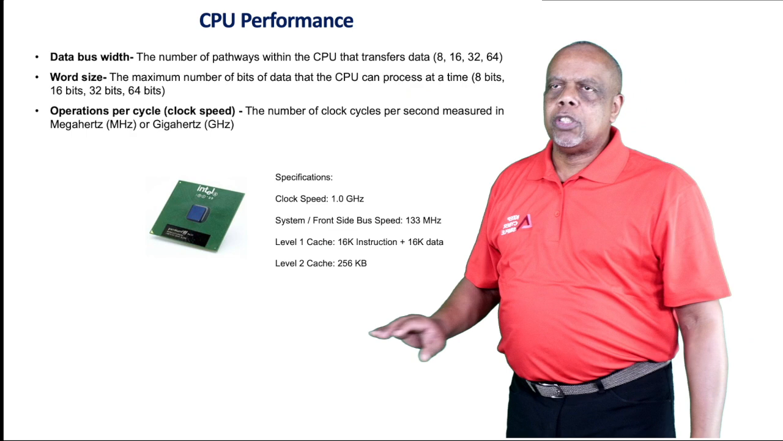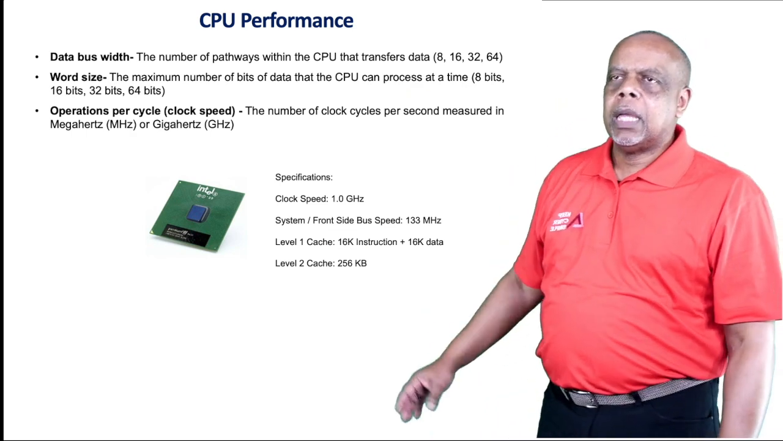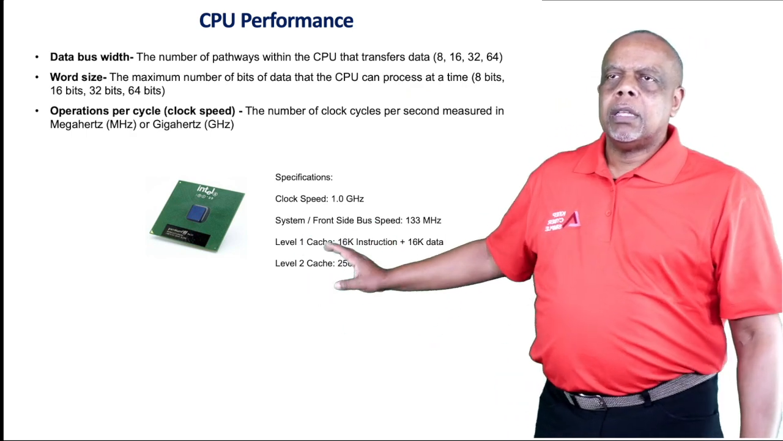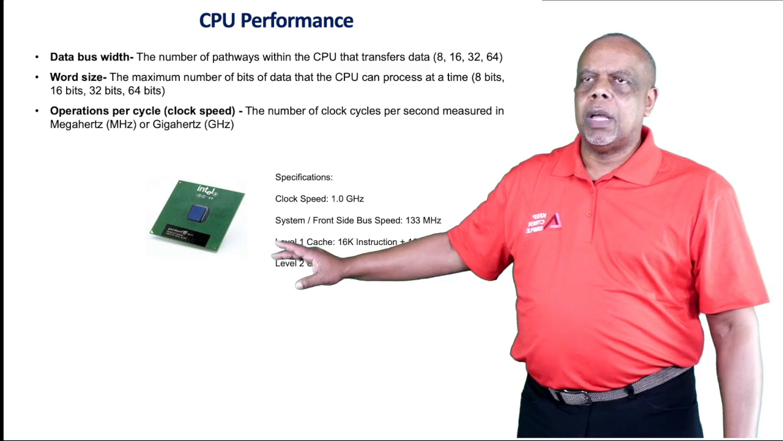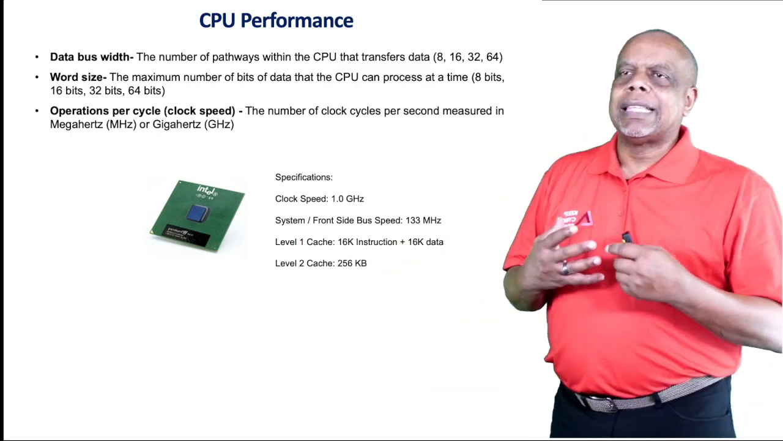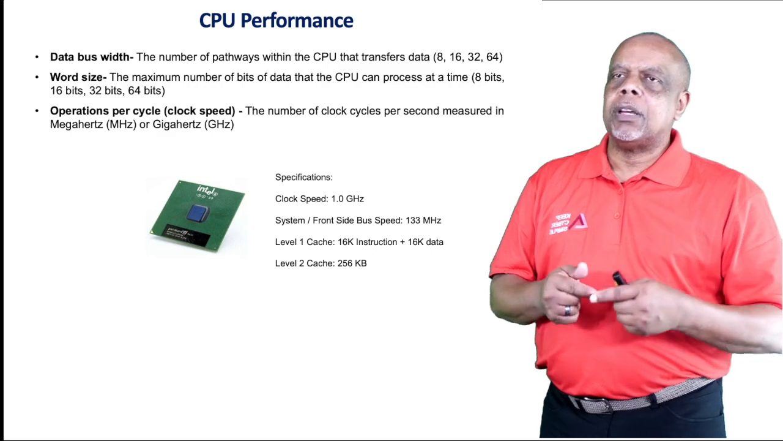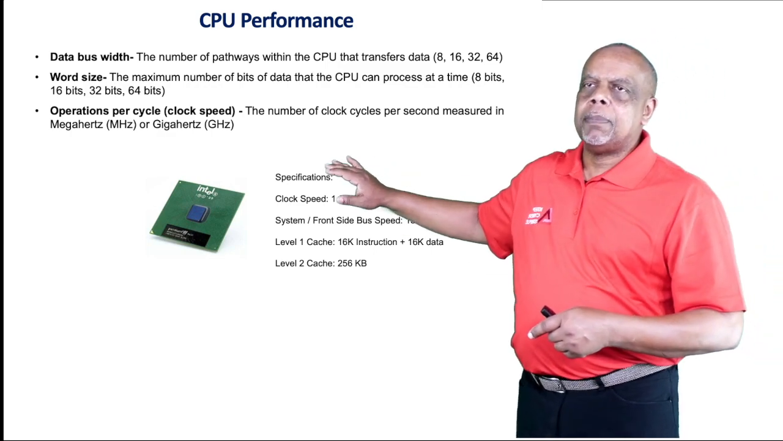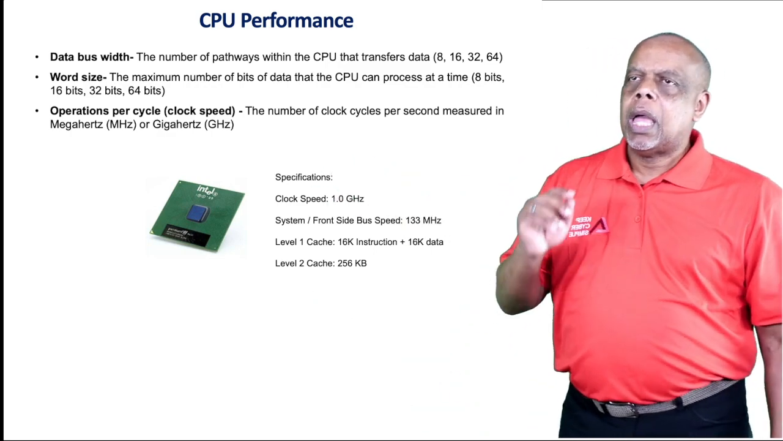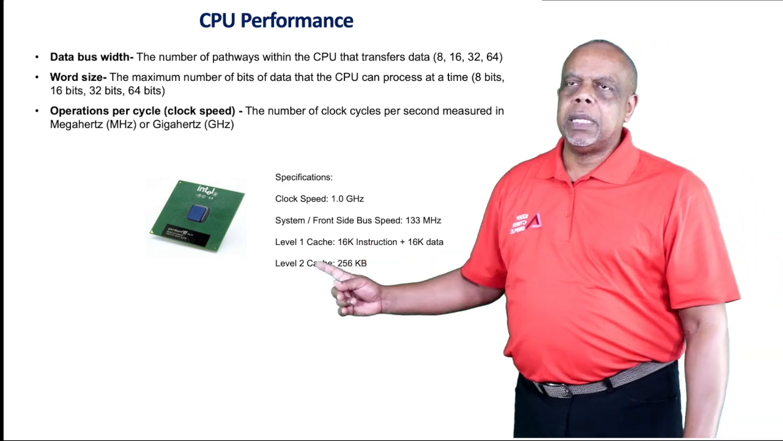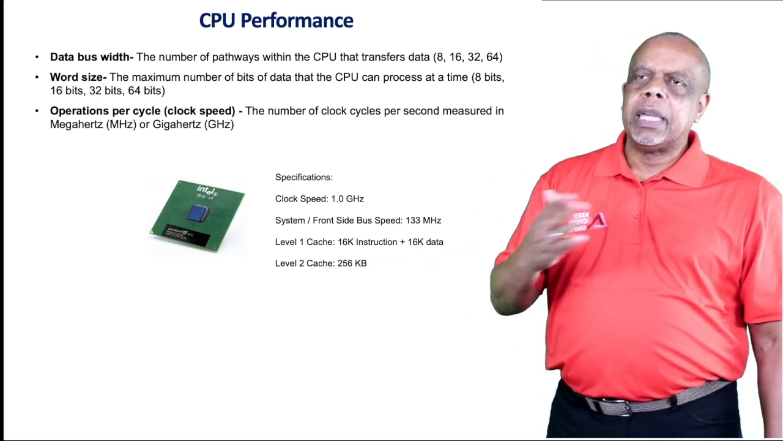So to give you an idea of some things you may see when you're looking at computer specs: clock speed, 1 gigahertz. The bus, front side bus, 133 megahertz. That's how fast the bus is taking things in and out of the computer. So even though the clock speed may be really high, 1 gig, that computer can operate at 1 gig, but the bus speed is still low. So you may not be getting stuff in and out.